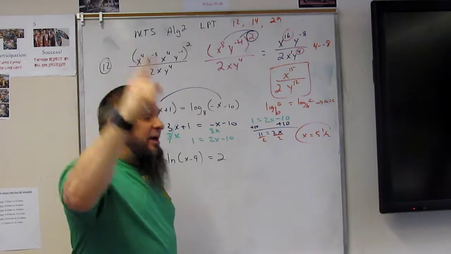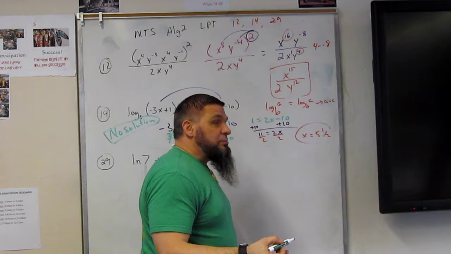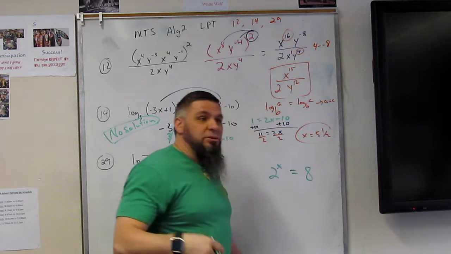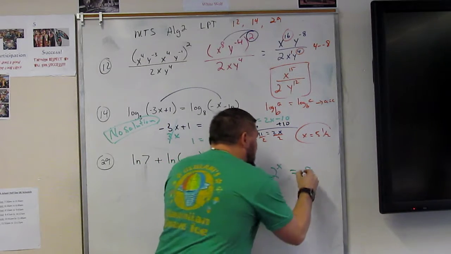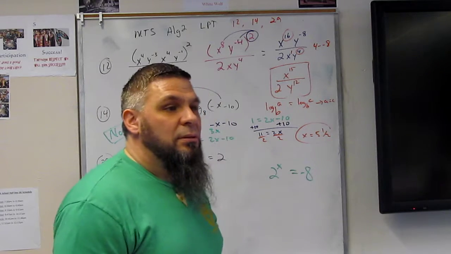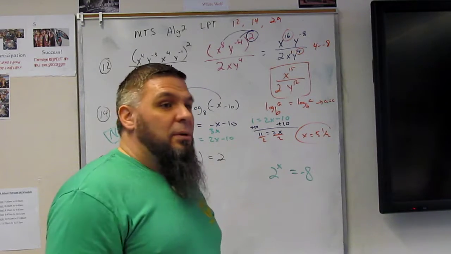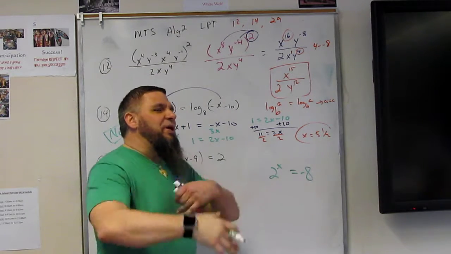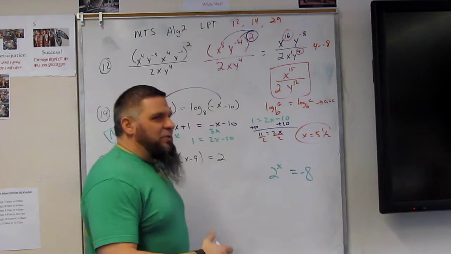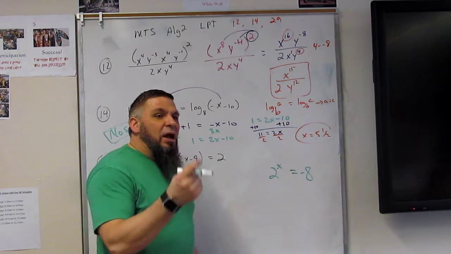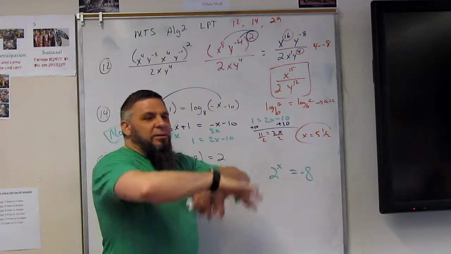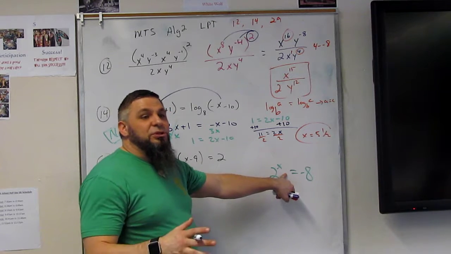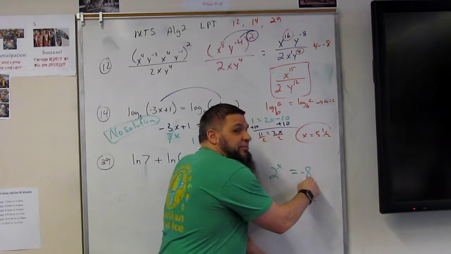Think about that. 2 to what power is equal to 8? 2 to the 3. 2 to what power is negative 8? No. Negative 3 would be 1/8. And that's when we get into complex numbers, when we start talking about 2i or 3i. But we're not in that yet. I'm not taking you that far yet. So this is what we call no solution, because you can't get a negative number from this.